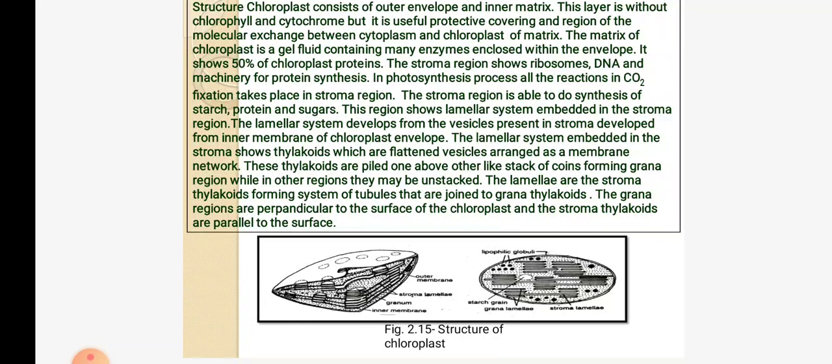The lamellae are the stroma thylakoids forming a system of tubules. Grana regions are perpendicular to the surface of the chloroplast and stroma thylakoids are parallel to the surface. This figure shows the structure of chloroplast. It is with outer membrane, inner membrane, stroma lamellae, grana lamellae, starch grains, and lipophilic globuli which are present in the chloroplast.